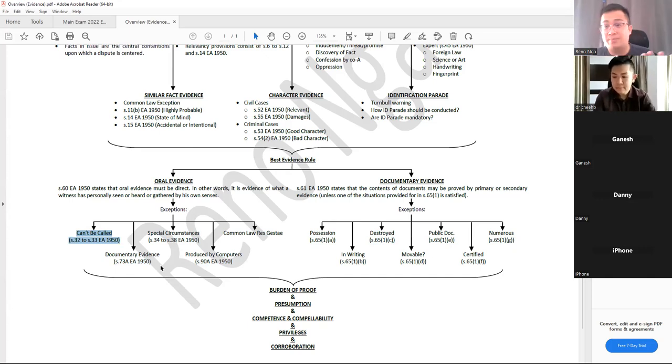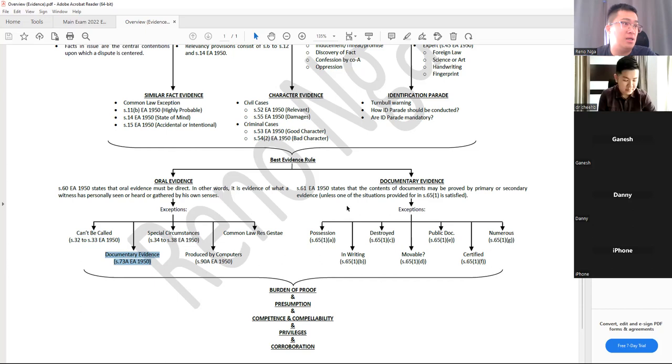32 is, for example, a dying declaration, investigation by police, etc. And also common law register, and then documentary evidence for section 73A and 90A. All these are the exceptions to hearsay, okay? But don't worry, later we will go into detail when we're discussing the question. And then documentary evidence. Like I say, when the evidence is in documents, the best evidence is original.